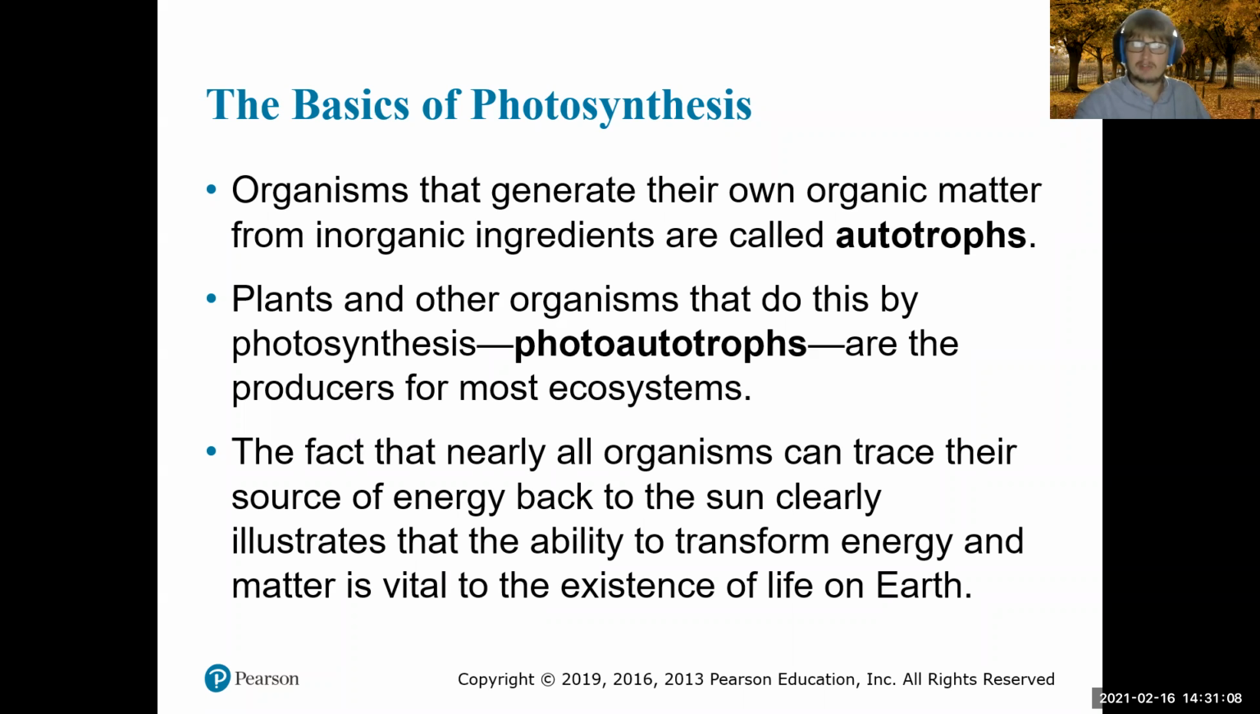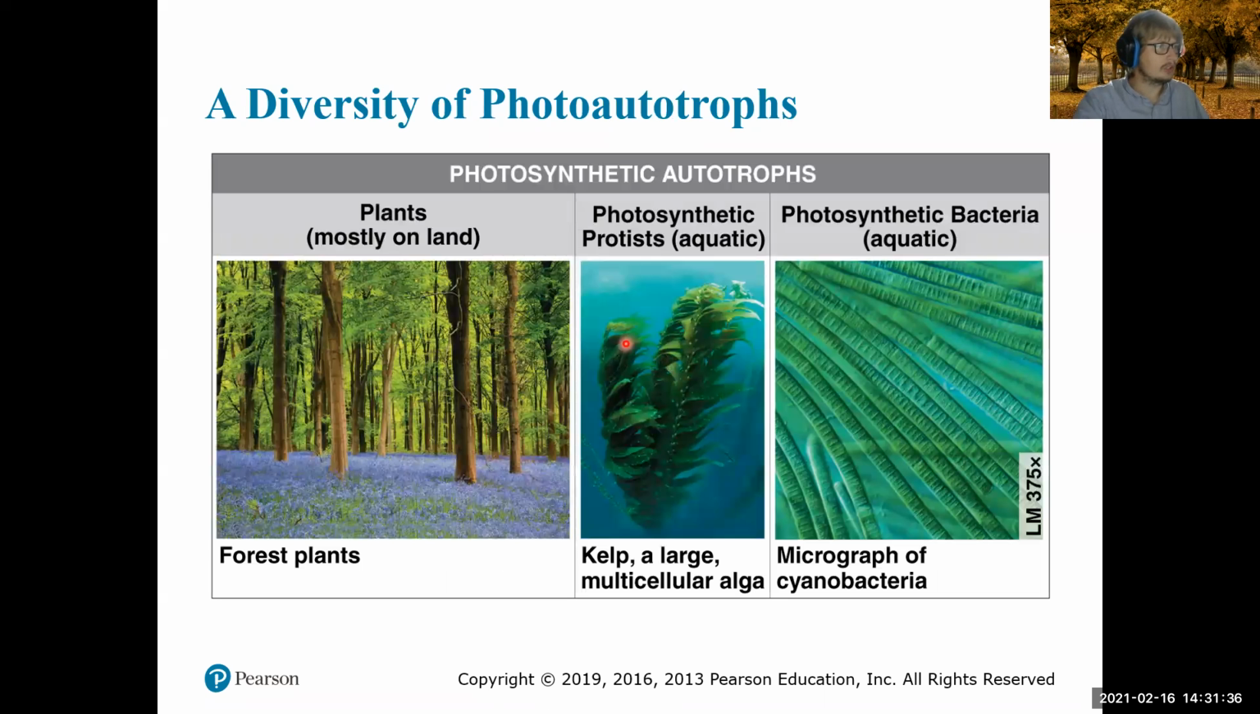And like I mentioned, there are different kinds of autotrophs. Another type of autotroph would be chemoautotrophs. And so that's organisms that use things like hydrogen sulfide in organic compounds to generate their own chemical energy. But like I said, we're going to focus on photoautotrophs, which are using sunlight, solar radiation, to generate their own energy.